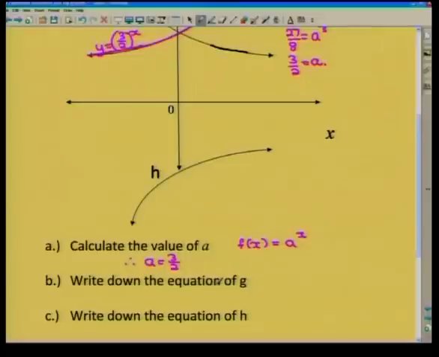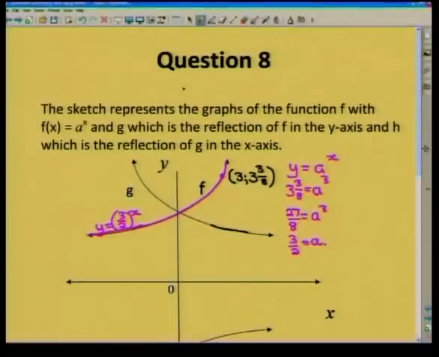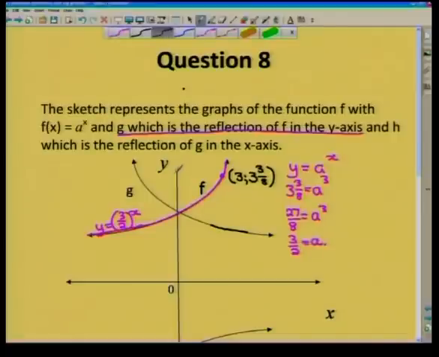Now the next question says write down the equation of g. So write down means literally just look at it and give the answer. Now let's go back to the words and remind ourselves. Over here they were talking about g, which is the reflection of f in the y-axis. Right, let's change color pen. Reflection in the y-axis, what do we know? Well, from our rules, we know that x, y will become minus x, y if it's a reflection in the y-axis.